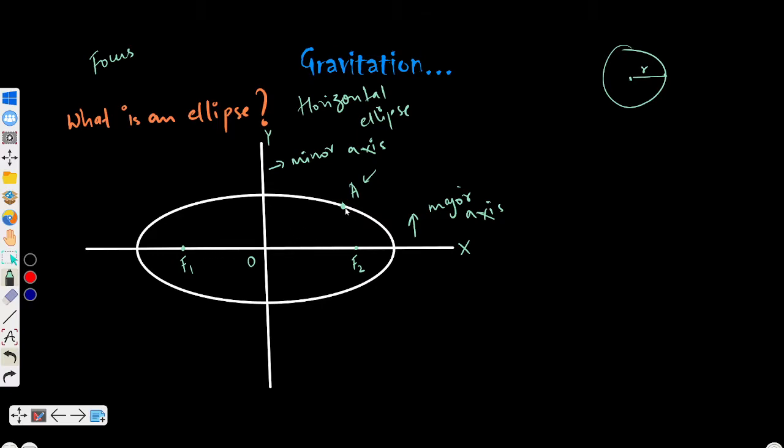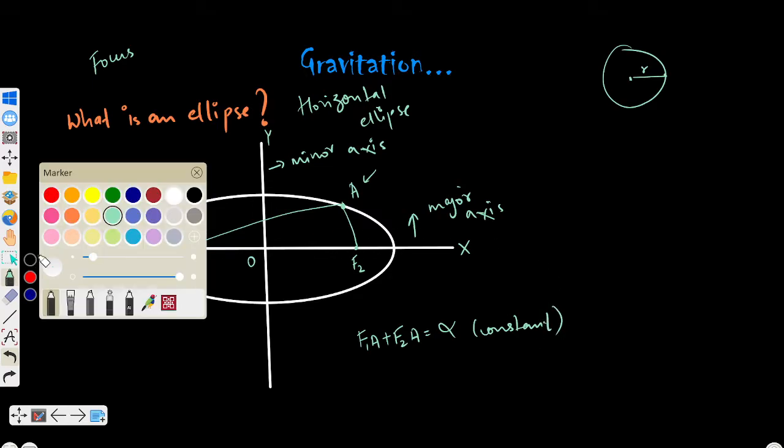For example, if I join A and the focus f2, and if I join f1 with A, the distance f1A plus the distance f2A will always give you a constant value. Let's say alpha. This is your constant. This value will be a constant value.